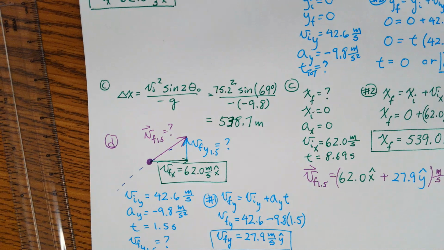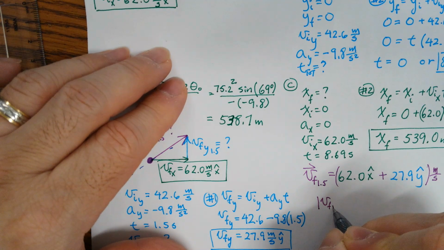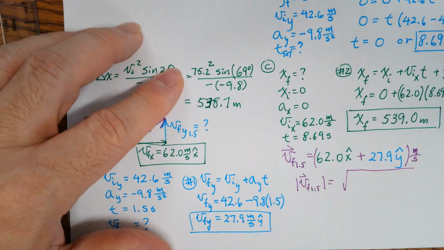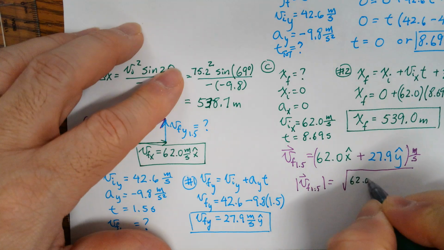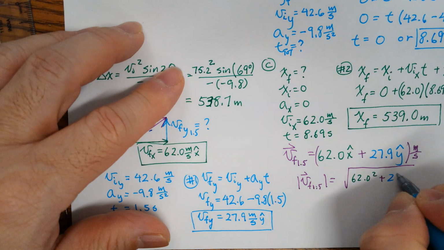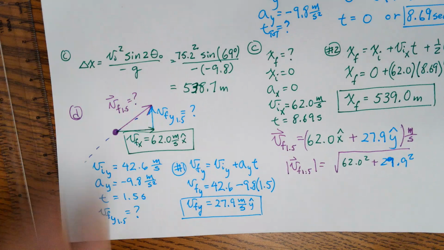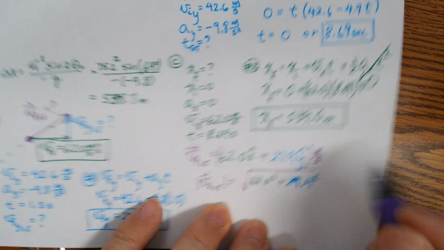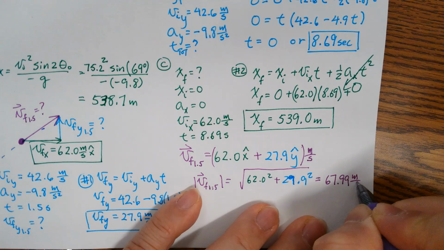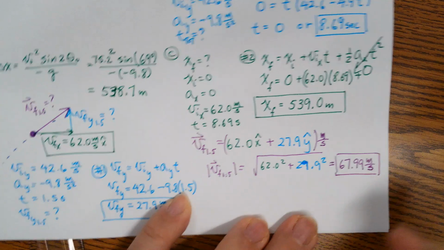Now, if I want this in magnitude and direction form, all you have to do is find the magnitude of that using the Pythagorean theorem, which is the square root of 62.0 squared plus 27.9 squared. And if you work that out, I think you'll get something like 67.99 meters per second, or simply 68 meters per second.